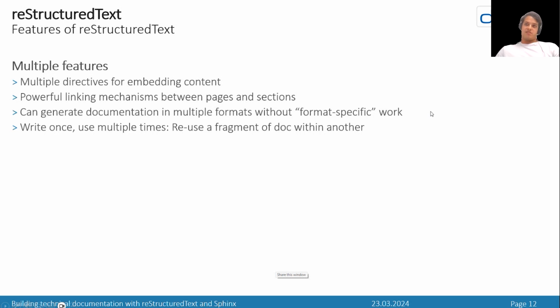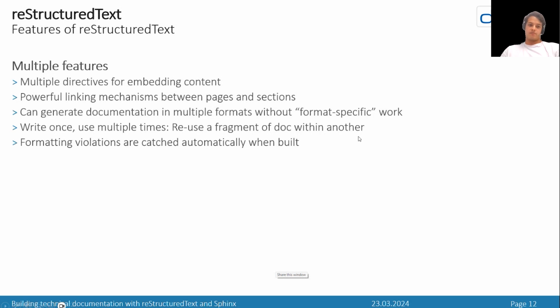We can write a piece of documentation only once and then reuse it multiple times. So this is quite handy because if you have a piece of documentation that changes, this change will be effective everywhere else. Also, formatting violations are caught when you build your documentation, so it allows you to detect the potential errors that you will get. And finally, we also have powerful table creation mechanics. I didn't include all the features of reStructuredText because there are many, but those are the main features that you can think of.